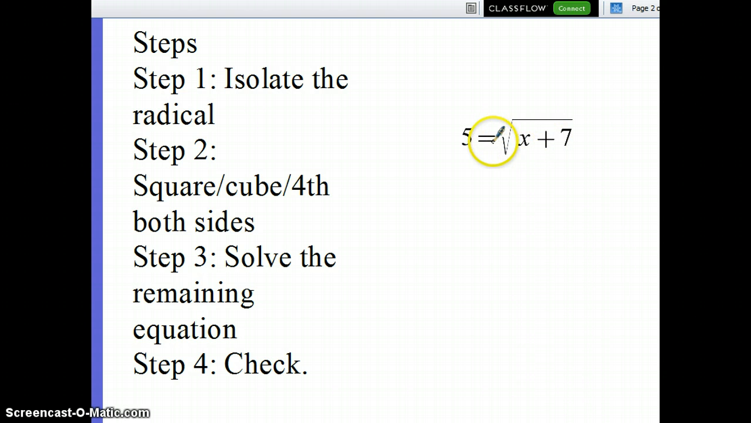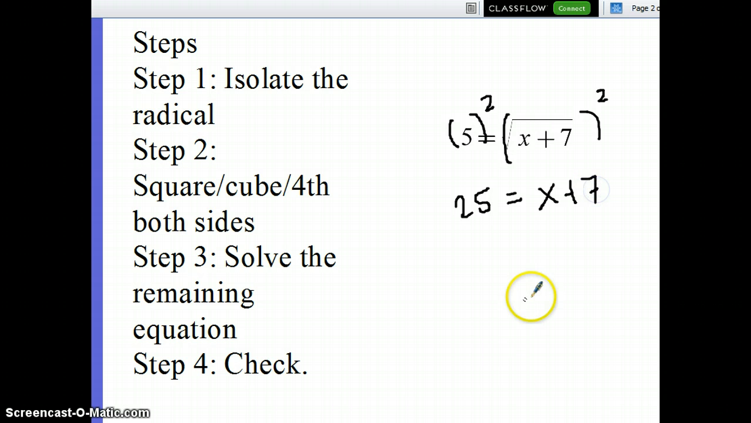Step 2 is going to be to square, cube, fourth, whatever it is, both sides. Since this is a square root, we want to square both sides. So 5 squared is 25. Square and square root undo each other, so all you're left with at this point is x plus 7, and now you get to solve. So I think you get 18. So this would be your final answer.